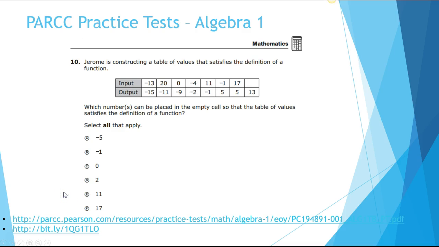The next one is from a PARCC Practice Test. And so Jerome is constructing a table of values that satisfies the definition of a function. And so they really need to understand that every input has exactly one output. And I like showing these examples to my students as well, because it says select all that apply, and our students are so used to going down and choosing just one.